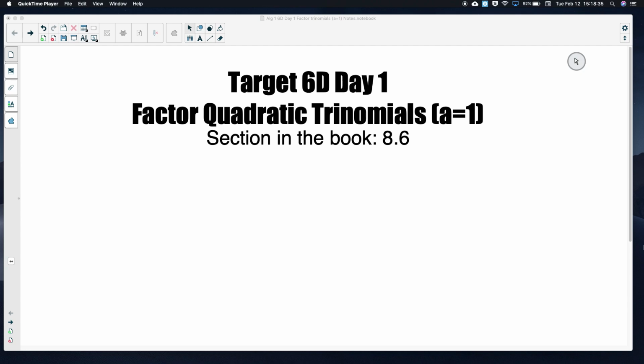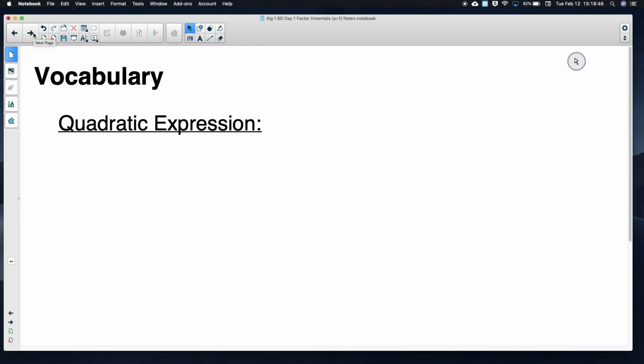Welcome back, everyone. Today we are going to continue looking at factoring. Over the next couple of videos, we are going to be talking about factoring quadratics. Today we are going to look at trinomials. But first, what is a quadratic expression?